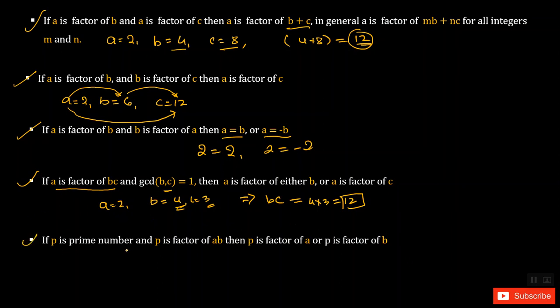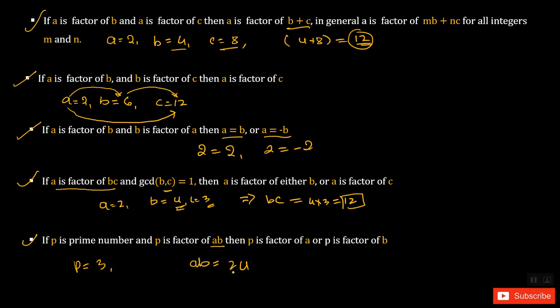If p is a prime number and p is a factor of a times b, similarly, this is the GCD type. If p is a prime number and p is a factor of ab, then p is either a factor of a or p is a factor of b. Same. So if I say p is a prime number, let me take p as 3, and for a times b, let's take 24.